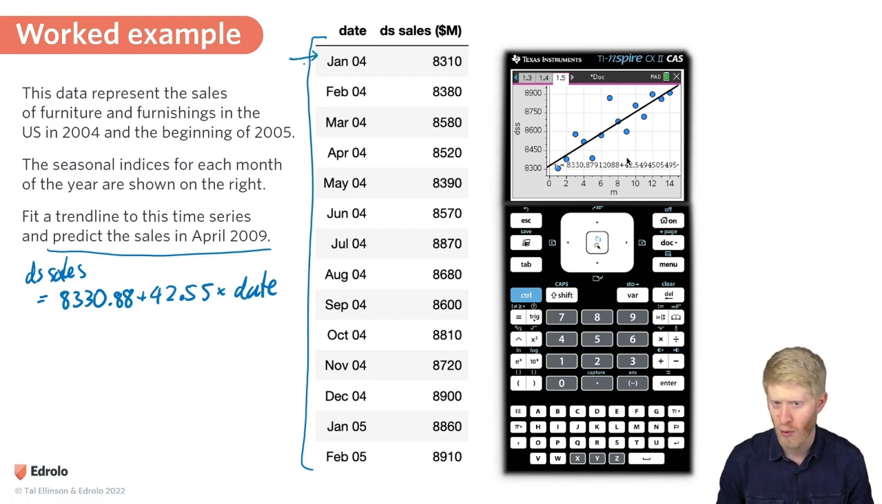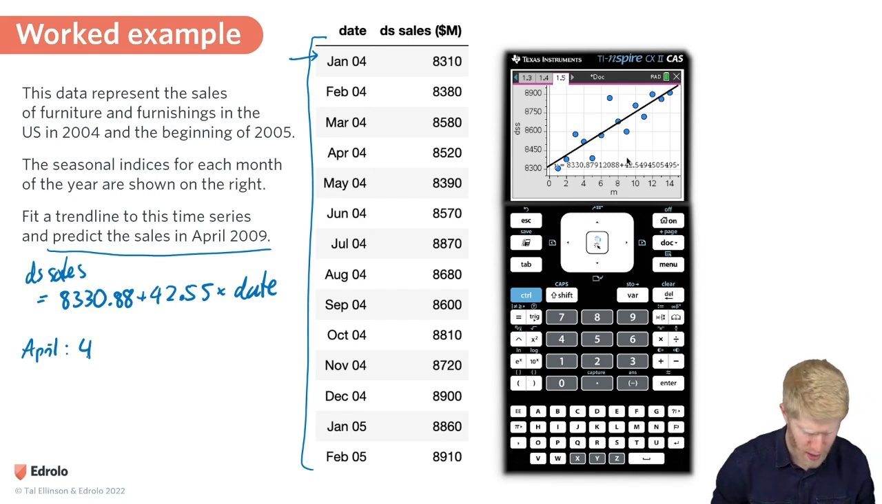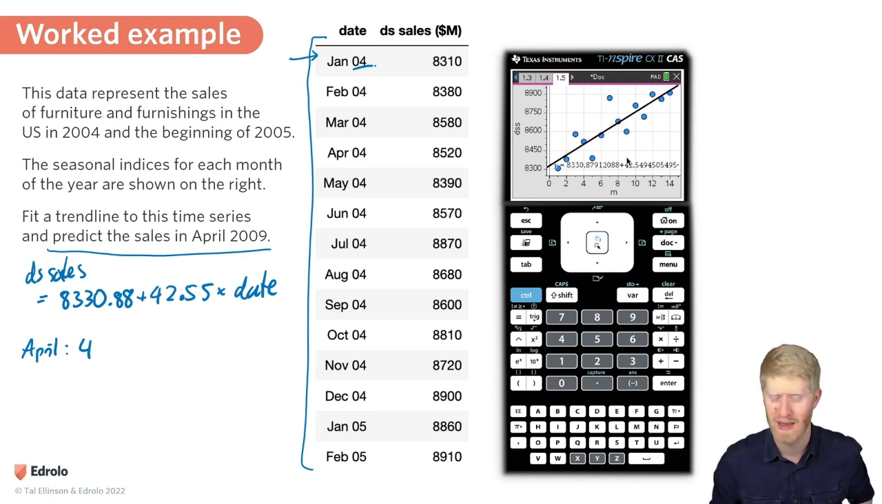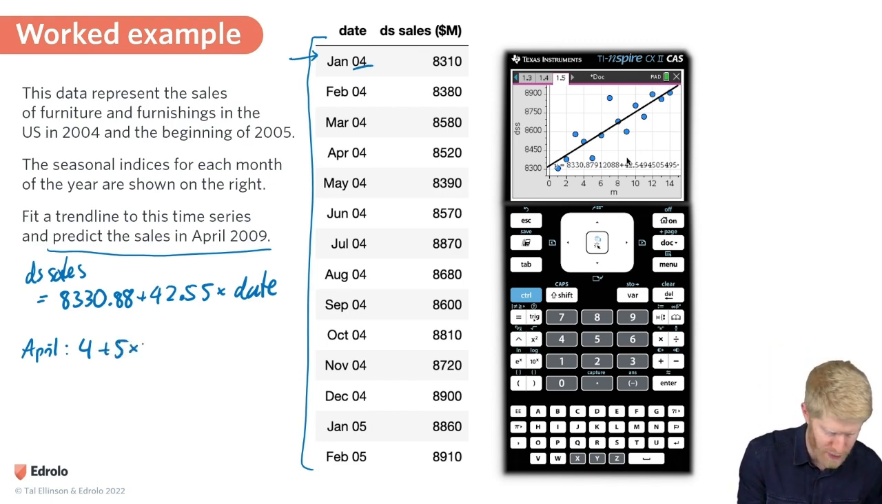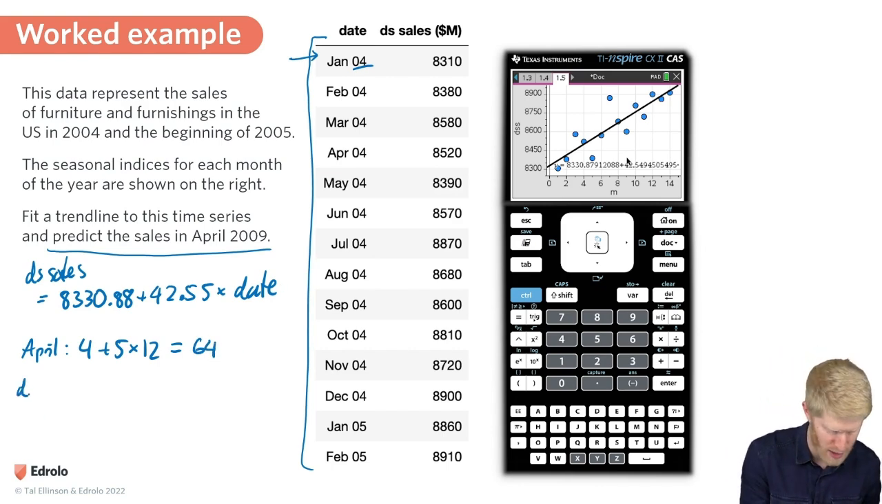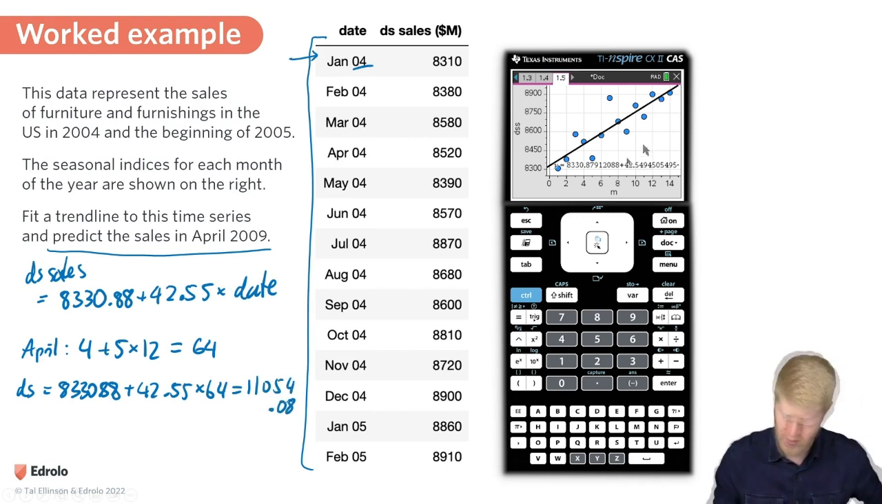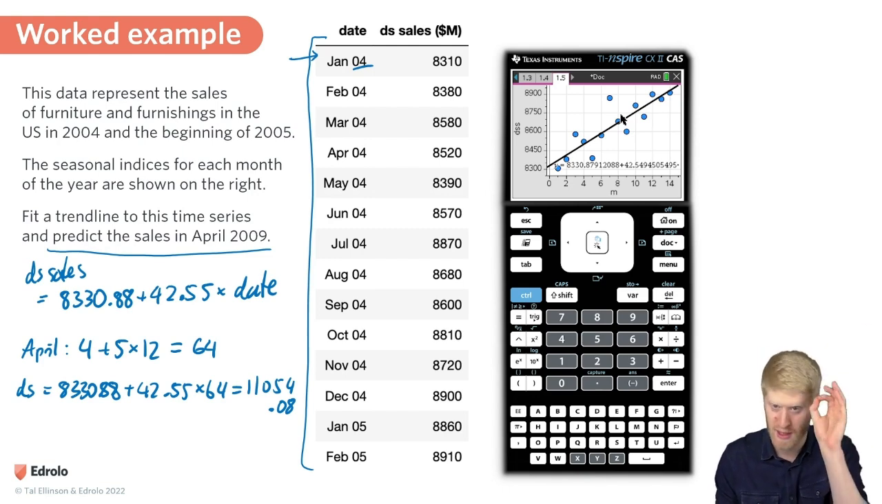January 2004 is the number 1 in our data. That means that April is going to be the 4th month, and we need to go another 5 years away, right? We're in 2004, we have to jump forward 5 years to get to 2009. So plus 5 times 12, that's going to be 64. That's the number we're going to put in to make the prediction for our deseasonalized sales. The deseasonalized sales will equal this times 64, and we get 11054.08. All right, that's what happens if we extend our line into the future. That's the point that it will be.